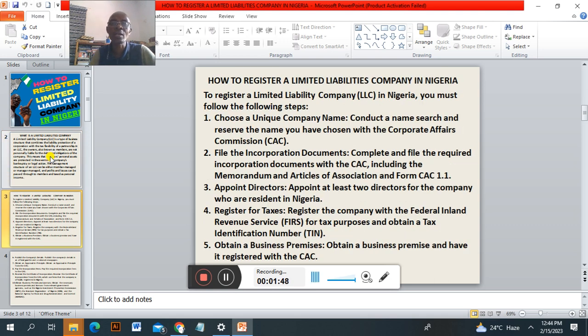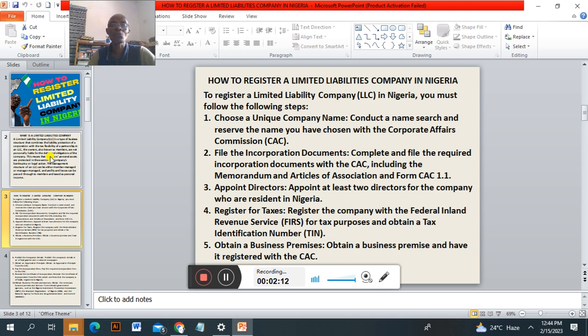How to register a limited liability company in Nigeria? To register a limited liability company in Nigeria, you must follow the following steps. Number one, you must choose a unique company name. Conduct a name search and reserve the name you have chosen with the Corporate Affairs Commission.